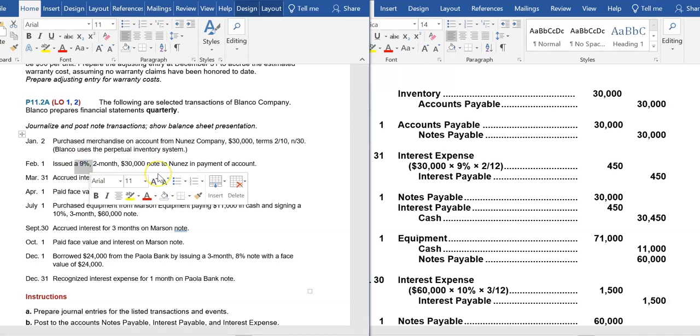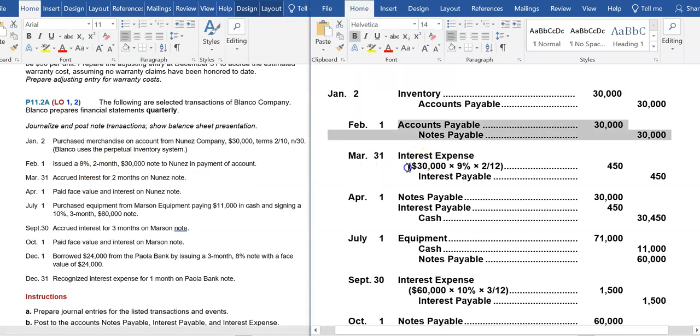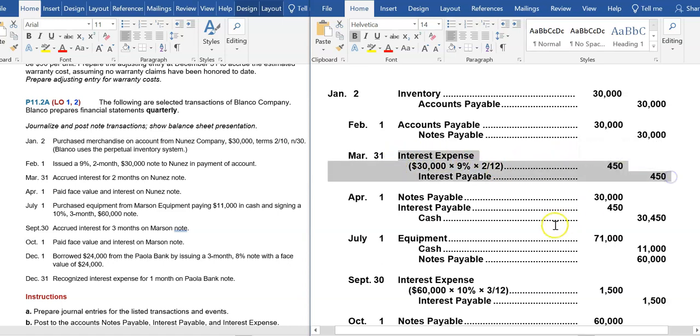And if I stopped calculating there, I would be recording interest for an entire year, because that interest rate is an annual amount. I am only recording interest for a 2-month period. So I need to take that annual interest, 30,000 times 9%, and multiply it by the fraction of the year, or 2 months out of 12 months, 2/12. Doing the math, I calculate interest of $450.